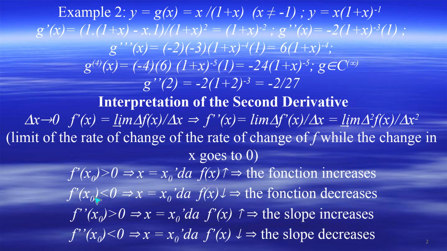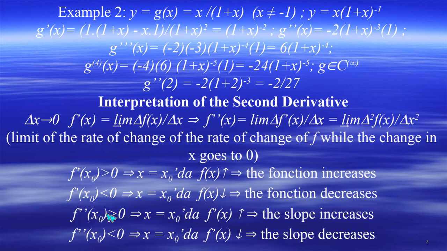So if at some chosen point x0 the first derivative is negative, this means at x equals x0 the function decreases. The function goes down. You see? And what is the second derivative? It is the derivative of the first derivative. The first derivative shows the slope of the function, so the second derivative shows the increase or decrease of the slope, whether the slope becomes more positive or more negative. So what does it mean?